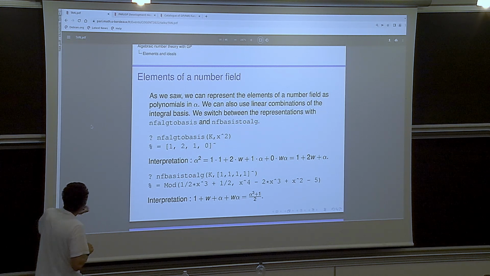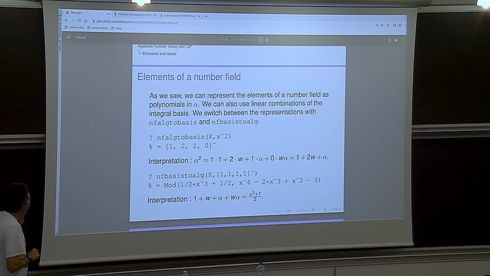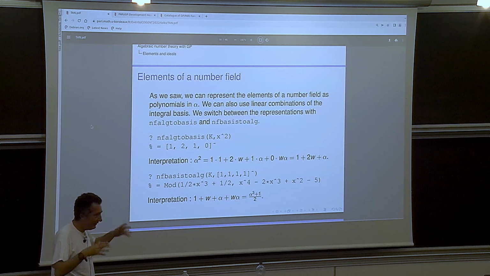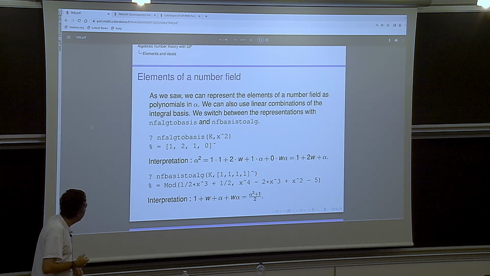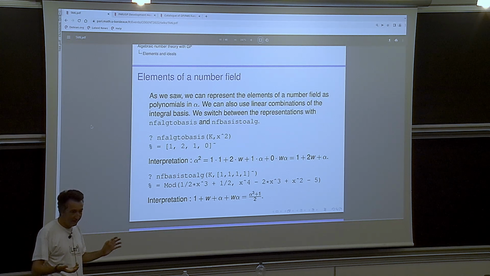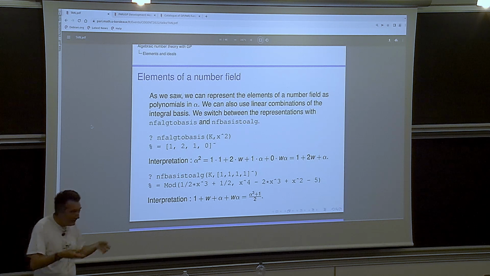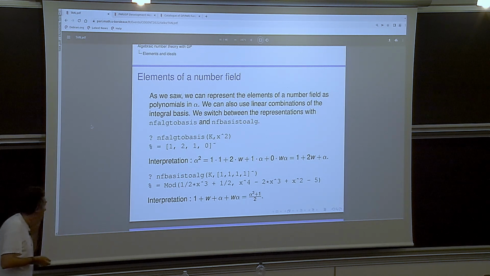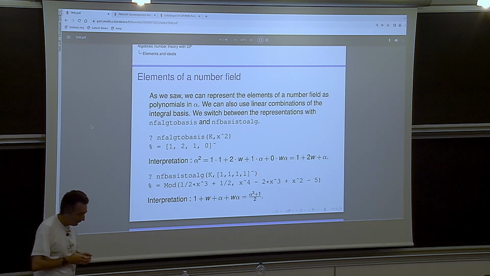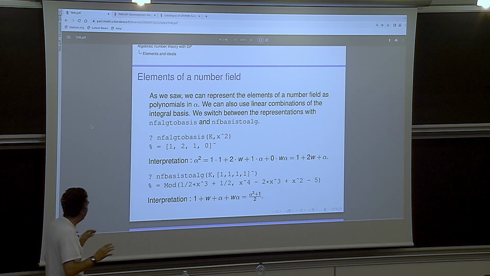Okay, so there are functions nfalgtobasis and nfbasistoalg. The only problem is that the integral basis is not canonical. I mean, it's a basis of some lattice and it's not canonical. And so, if you change PARI-GP version, you might get a different basis. So all your computations are valid, of course, but the components of your vector will be slightly different because the basis is different. On the other hand, if you use the mod representation, as long as your defining polynomial is the same, the mod will be the same. It depends on nothing.